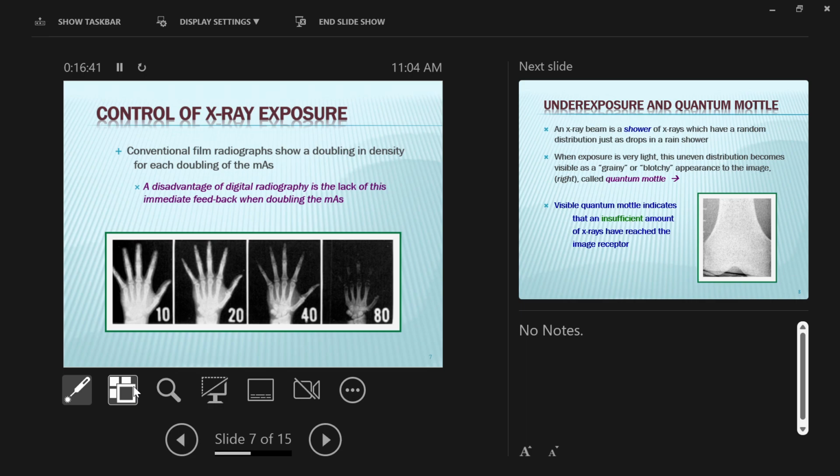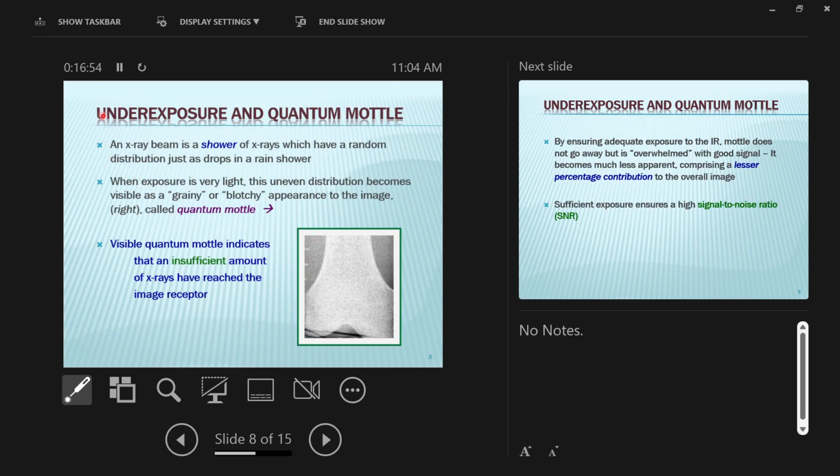And notice we haven't changed kV. If we added kV into the equation, we could probably get a nice, visible image at the lower mAs numbers with higher kV. That's the next talk.